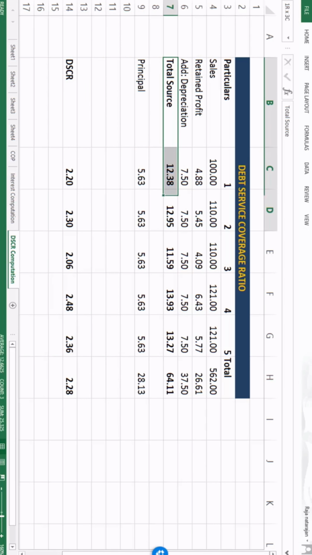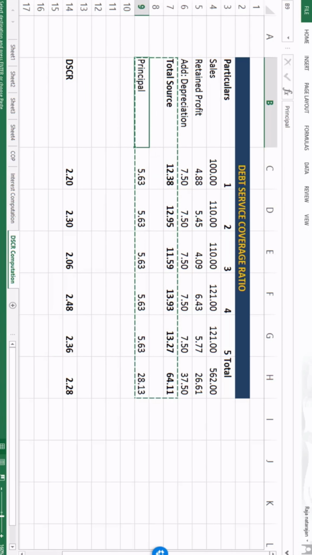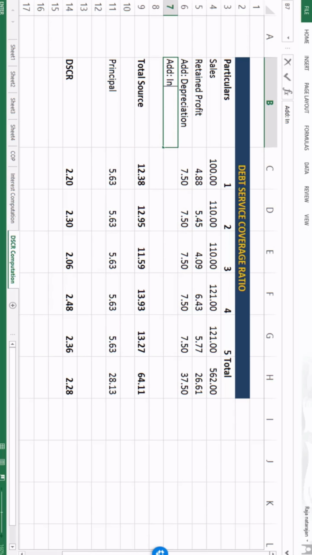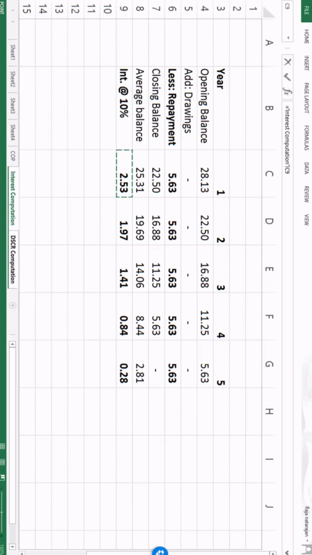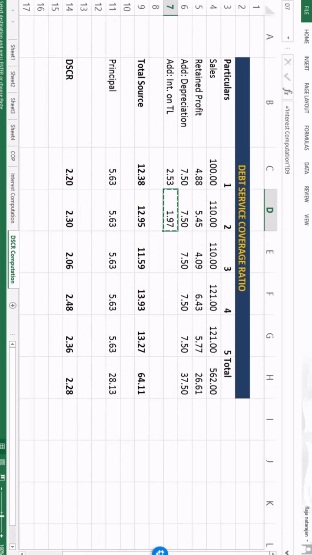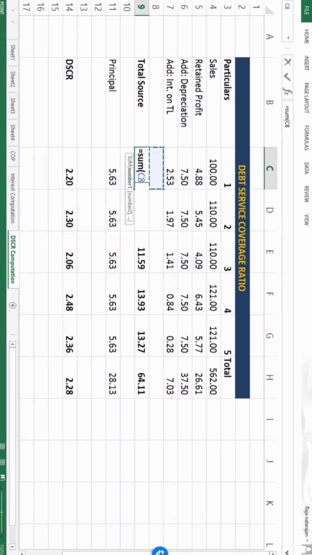And here I'm going to add one more row to capture interest on long-term loan. Add interest on, let's say, term loan. Let's go and pick up interest on term loan. We have it here. It's 2.53 year 1, 1.97, 1.41, 0.84 and 0.28, and if we total them we get 7.03. So now we have to add the total source, which is nothing but the sum of these three items. So it's 14.91, 14.92, 13, 14.77 and 13.55, and let's see what is going to be the total.